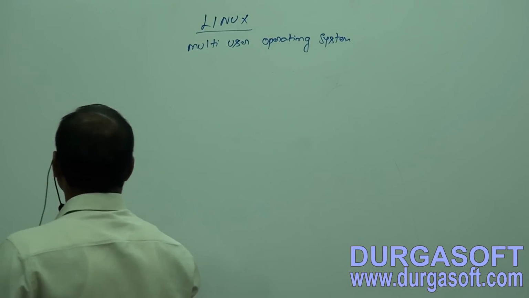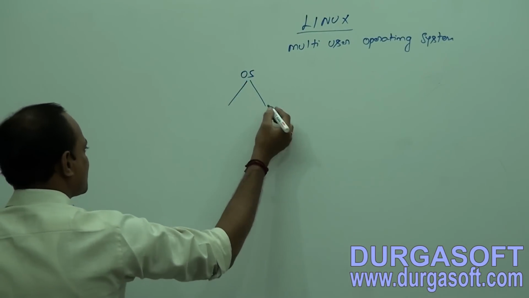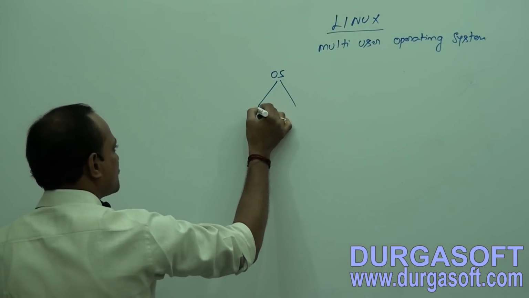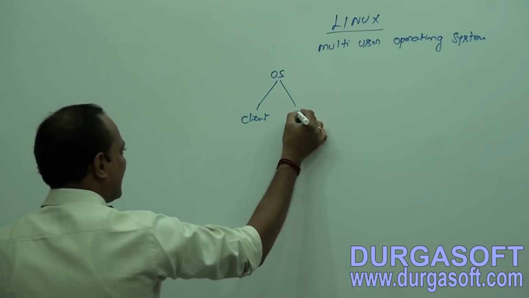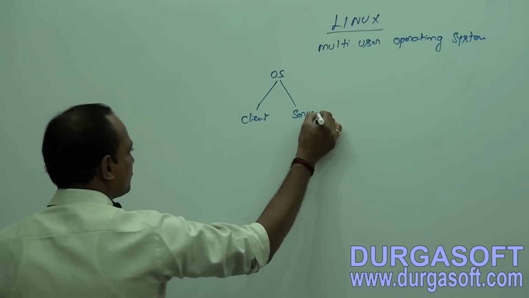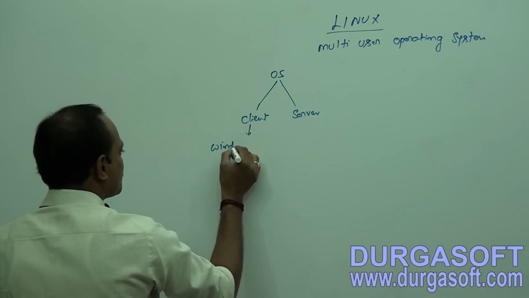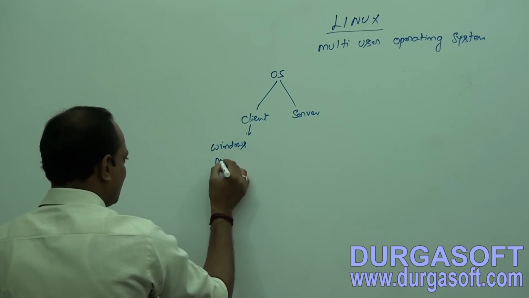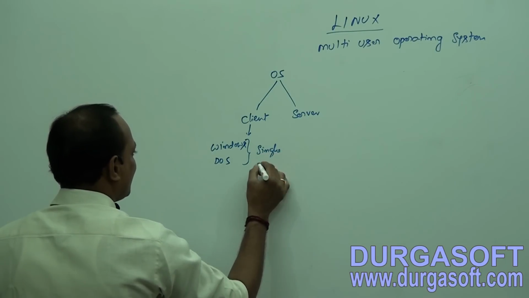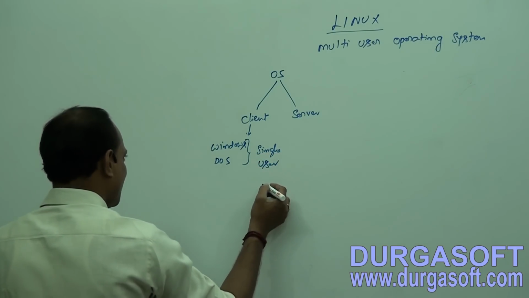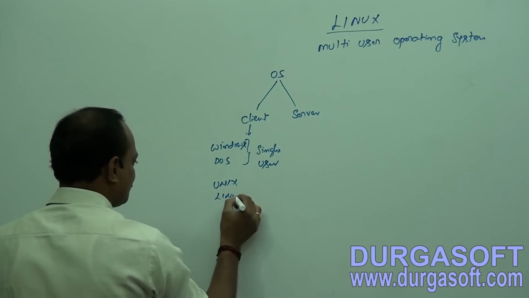Generally, an operating system is released in two versions. This is software released in two versions: one is the client version and the other one is the server version. If it is a client version, Windows or DOS, both support only a single user. Remember this point. Okay, now go for Unix or Linux.